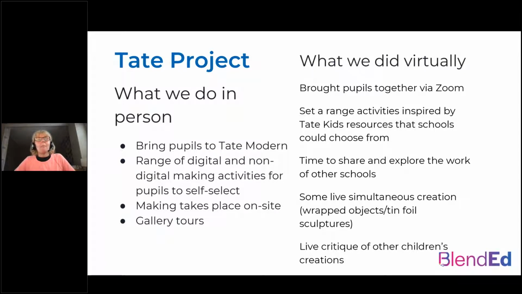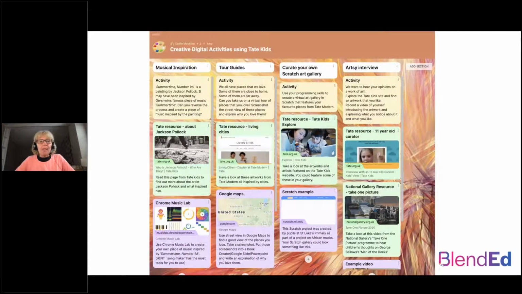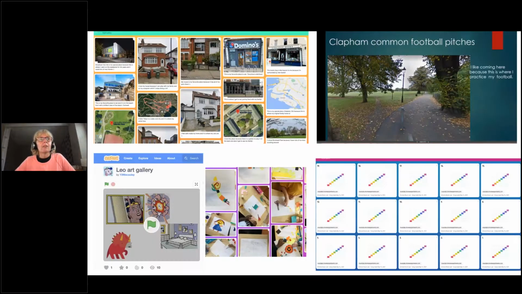It's coming up. Okay, great. And then on to the next one, which is just some screenshots. So they did some tours based on Street View and Google Maps of their favourite places. They made digital art galleries in Scratch. They used Chrome Music Lab. They did videos talking about artists' work, and they created their own work and created their own galleries.